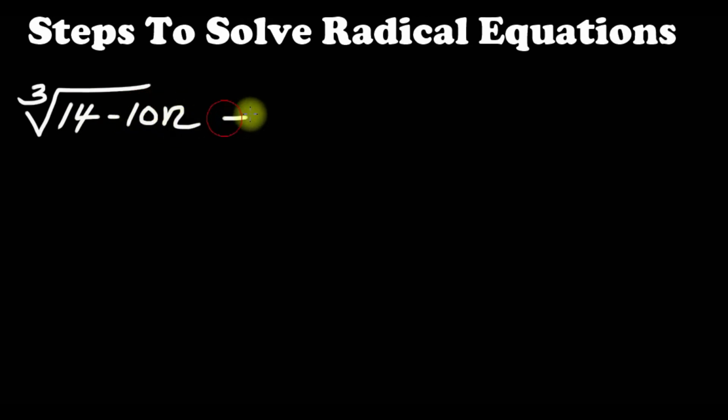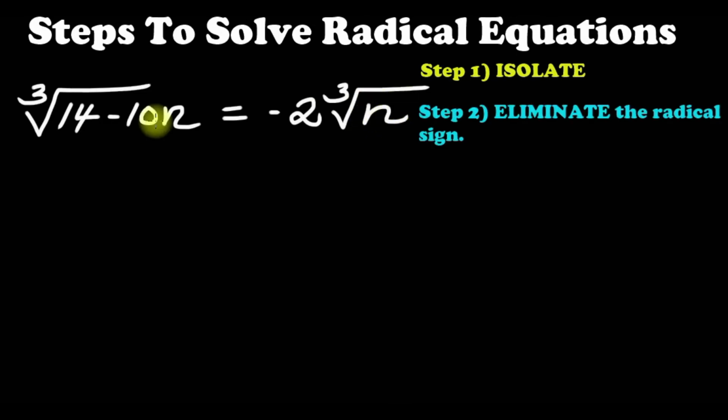Let's take a look at another one. Here we have the cube root of 14 take away 10n is negative 2 times the cube root of n. And then we're solving for n. According to this, it's a lot easier if you just go on and eliminate the radical sign, because to eliminate the cube root here, you would have to cube it.